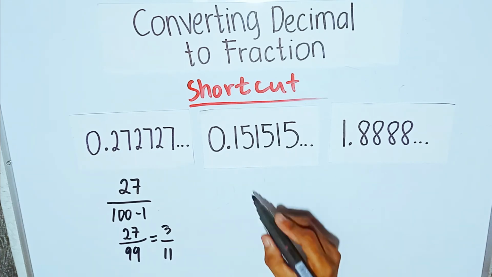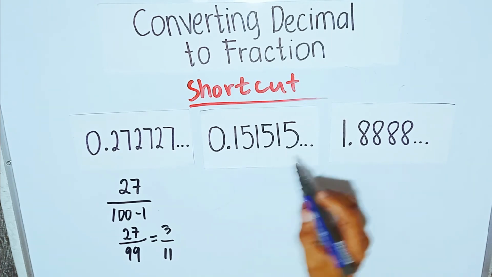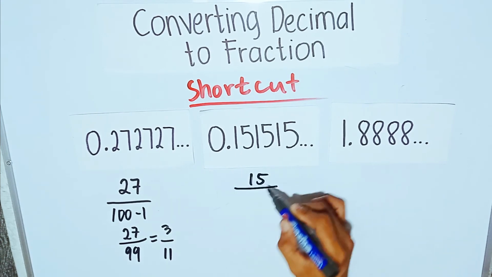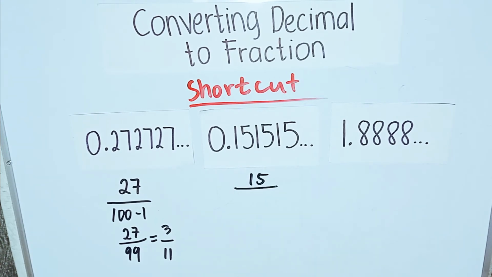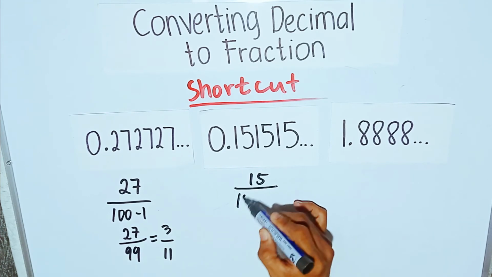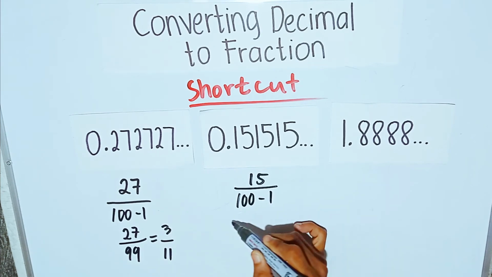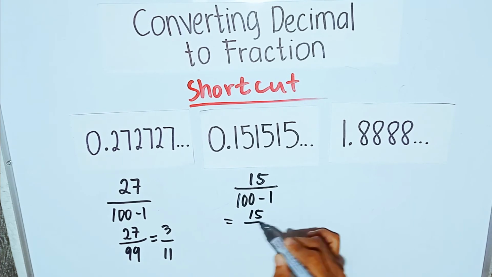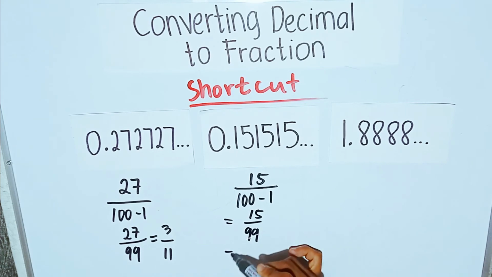Ganun lang kadali. So, dito naman, meron tayong nauulit na 1 and 5. Then, take that 1 and 5. And then, our denominator is our powers of 10. Since ito, 2 digit, meron tayong tenths and then hundredths. So, 100 minus 1. So, meron tayong 15 over 99. Or simply, ang sagot niyan magiging 5 over 33.